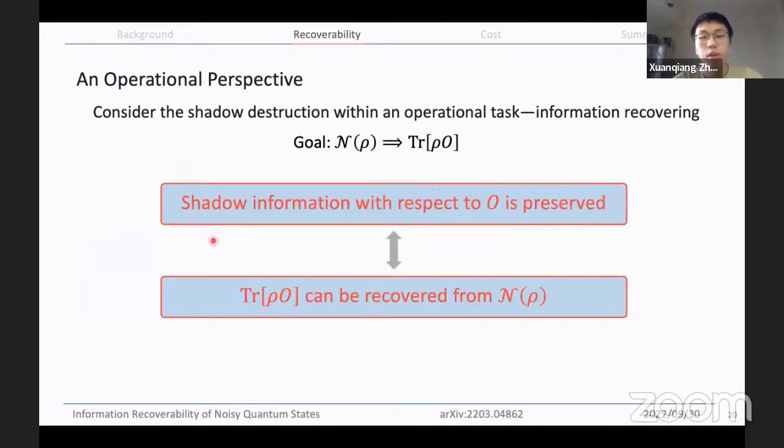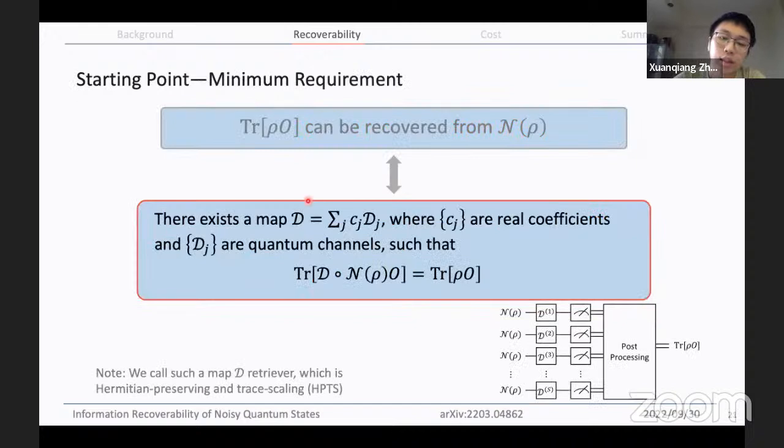So far, we have converted the problem of preservativity into a problem of recoverability. For a piece of shadow information to be recoverable, we mean that there exists a map D, which is a linear combination of quantum channels, such that when we apply this map D to the noisy quantum states and measure the new state with the observable O, it gives us the same shadow information as when we measure the noiseless state in the original case.